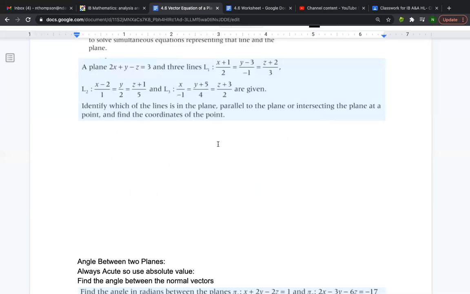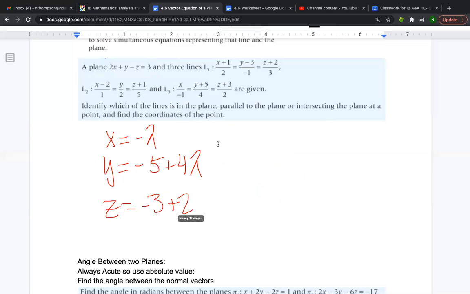All right, last but not least, we have line 3. So x would be equal to negative lambda, y is equal to negative 5 plus 4 lambda, and z is equal to negative 3 plus 2 lambda.